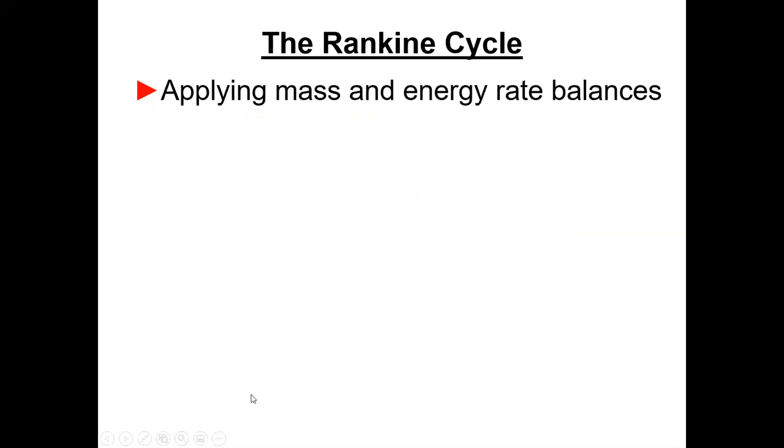So applying the mass and energy rate balances, we get for the turbine the specific work, the total work divided by the mass flow, for a simple turbine, is the enthalpy change. So that's kilojoules per kilogram through the turbine, or BTUs per pound mass through the turbine, whatever system of units you're working in.